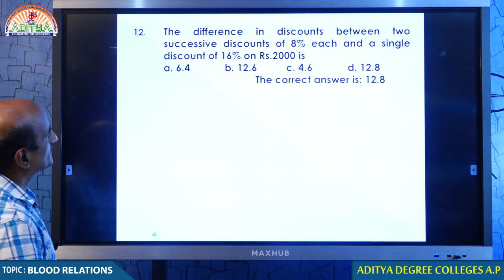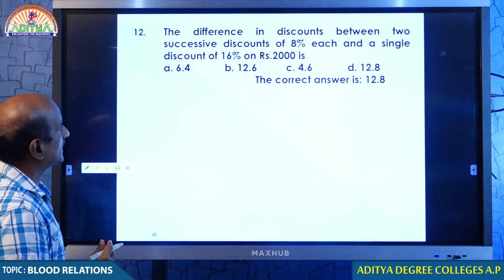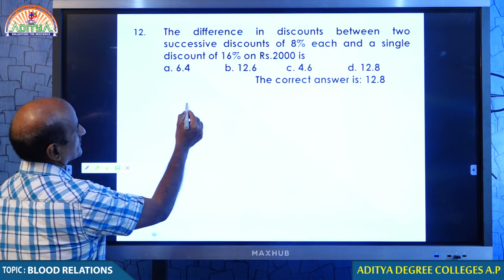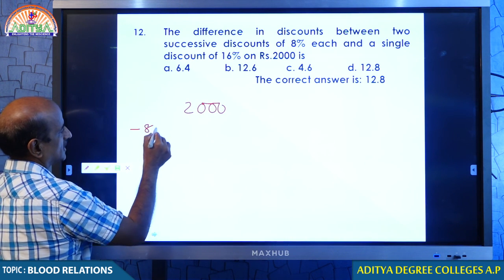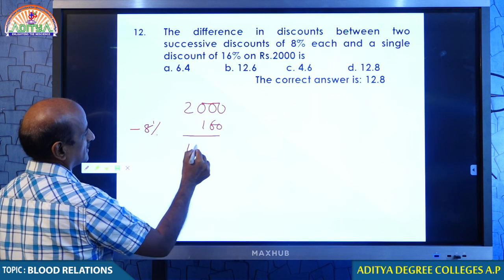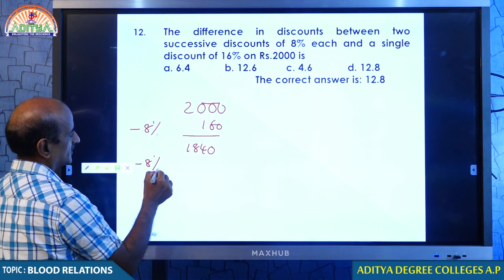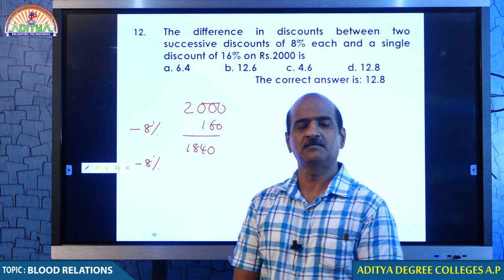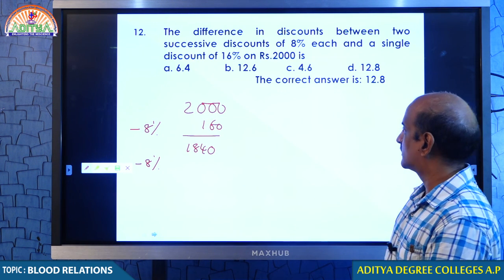Students, do you remember successive discounts of 8%, 8% and a single discount? Let us check how the difference comes. Case number 1: first, you reduce 8% from 2000. 8% of 2000 is 160. Now we stand at 1840. Again you reduce 8% from 1840. Percentage calculation is very, very important, my dear students. You will get perfection if you are very good at percentage calculation.